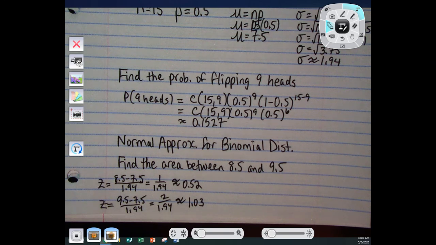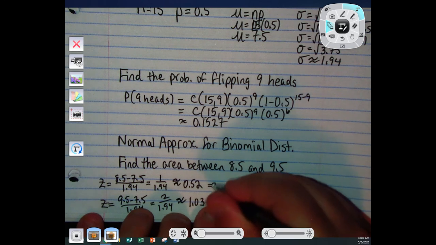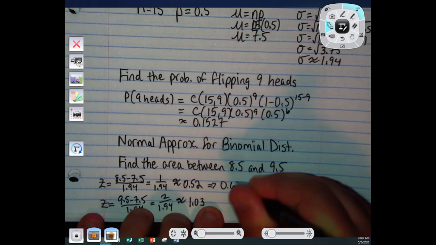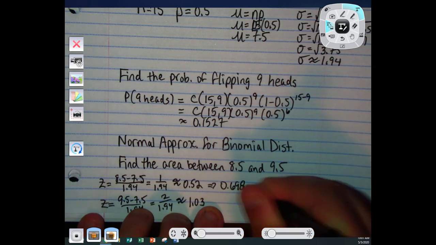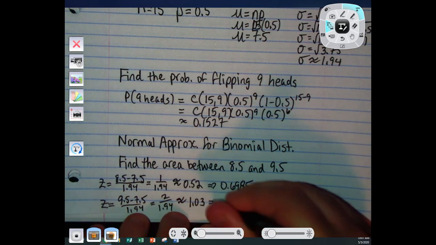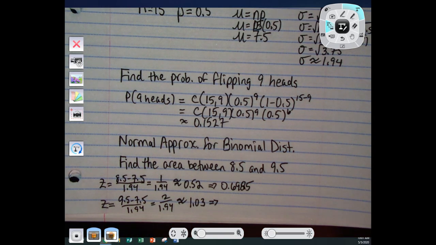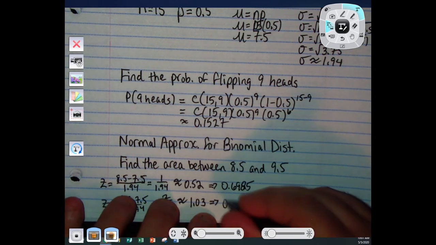So when I go to the table on page 814 for the positive z-scores, a z-score of 0.52 would be 0.6985, and a z-score of 1.03 would be 0.8485.